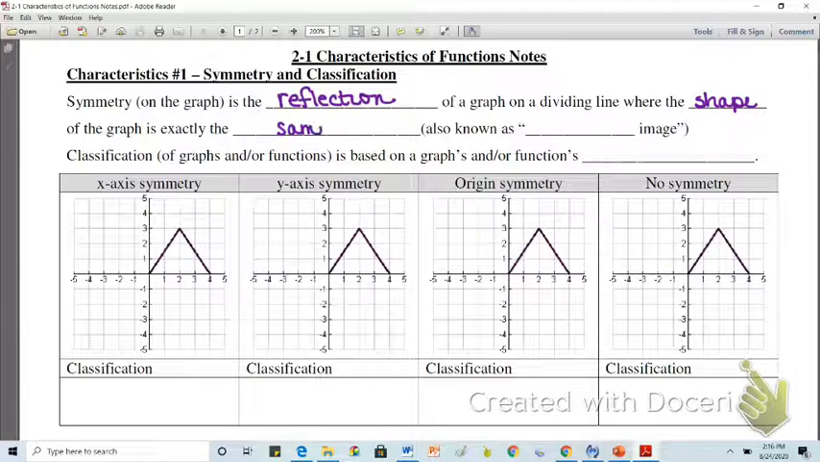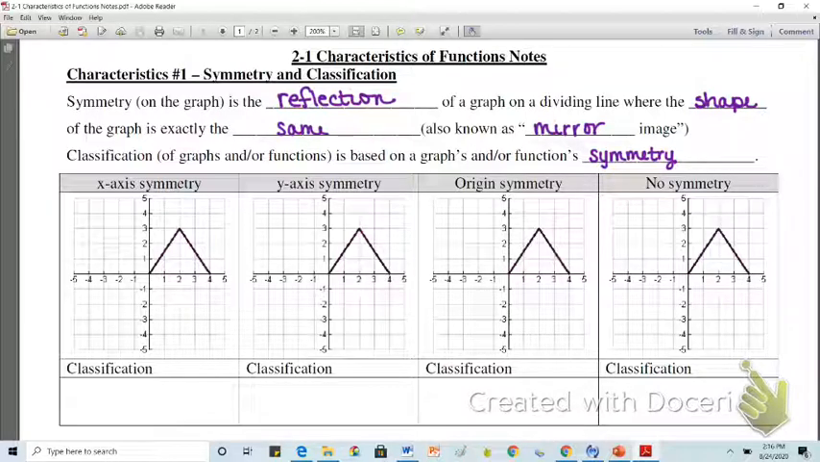In other words, we are looking at how I can fold my piece of paper so that the two halves of the graph match up. Classification, we are going to do only on graphs, and it is based on a function's symmetry. These two are tied together. So we have three types of symmetry we're going to look at.